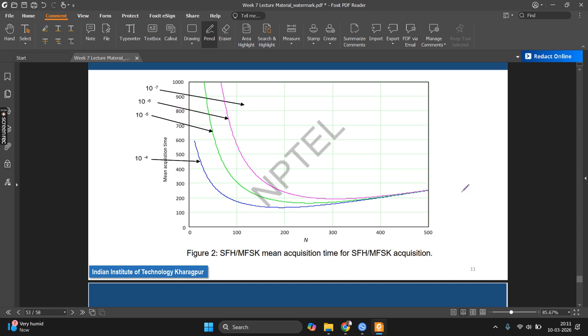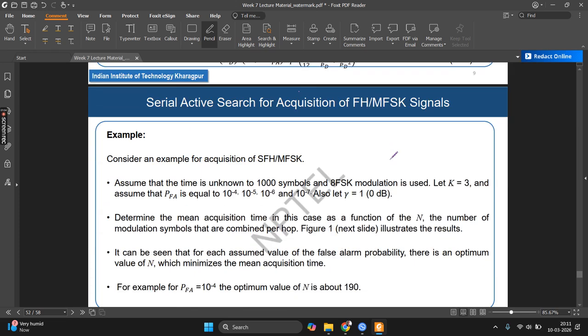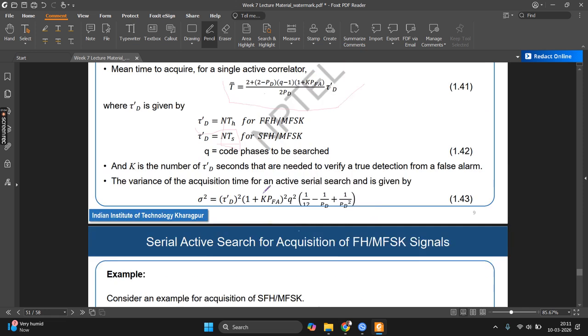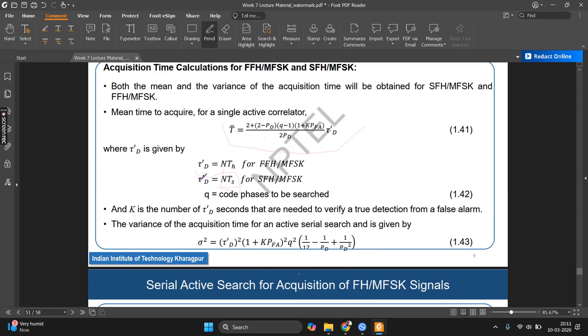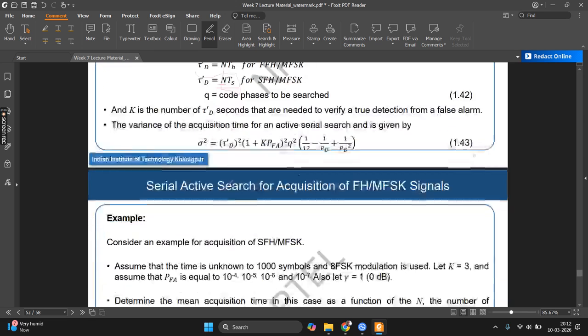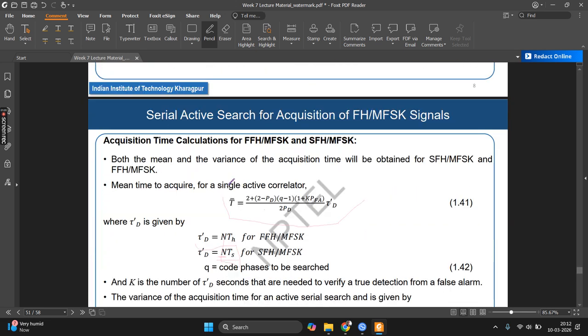this N value. So say there are 1,000 symbols. If 1,000 symbols are transmitted in 1 second, your TS is 1 by 1,000, but your N is the number of symbols you are combining, that is unknown. So it can be 100, it can be 200, it can be 300. If it is 100, then tau d dash will be 0.1. If it is 200, tau d dash will be 0.2, like that. So you will have the value of tau d dash.